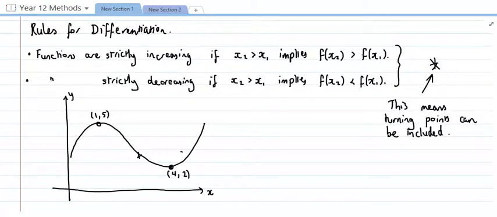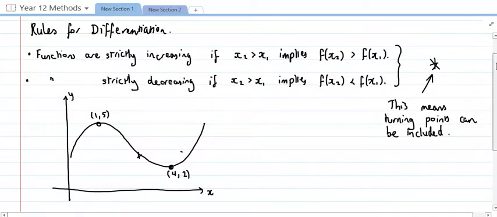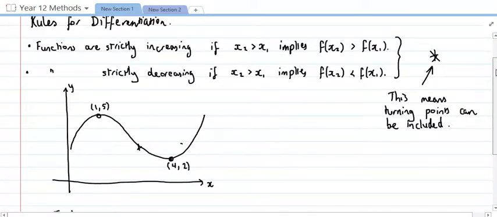So that means that going from left to right, the function is increasing, it's going up in value. And likewise, it's strictly decreasing if when x2 is greater than x1, so again going from left to right, it implies that the y value at the second point is lower than the y value at the first point. And so that means that this idea of strictly increasing or decreasing does include turning points, as they are going to be higher or lower than other points that are around them. And so when we write out a domain for where something is strictly increasing or decreasing, we can use round or square brackets, and it doesn't make a difference to the answer.